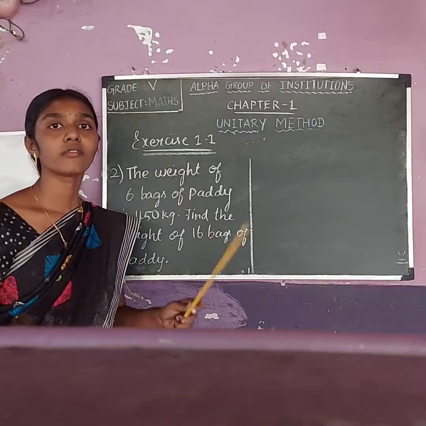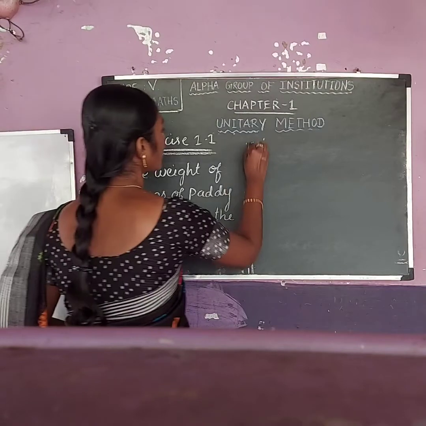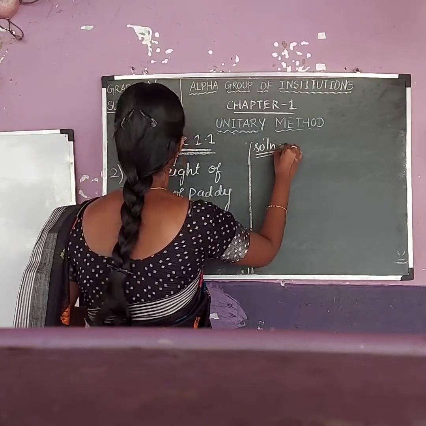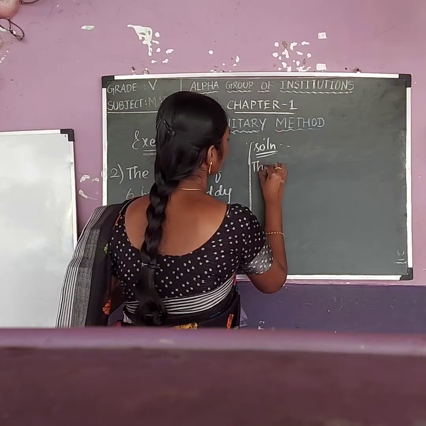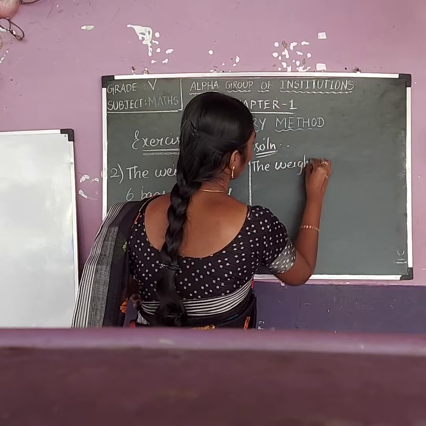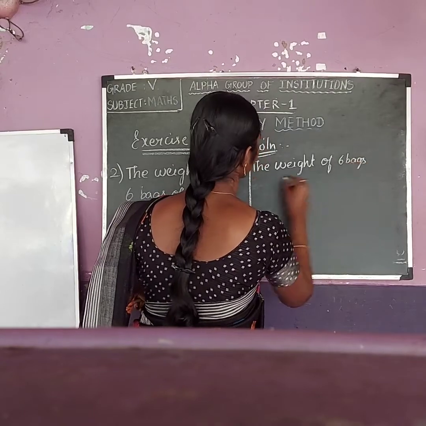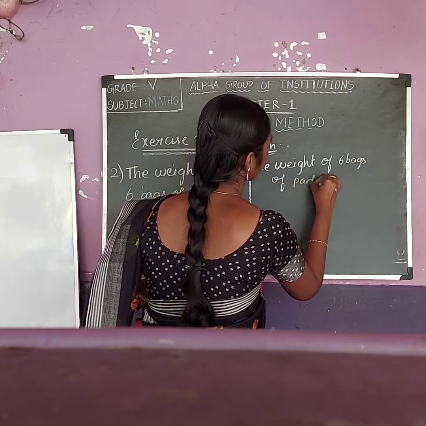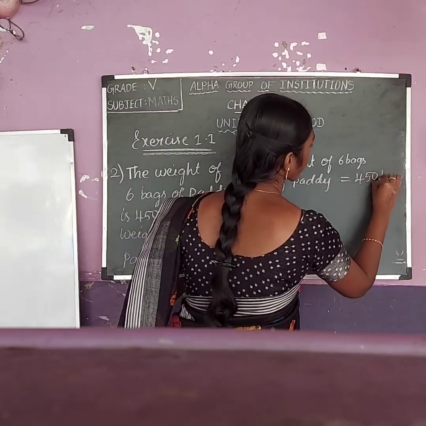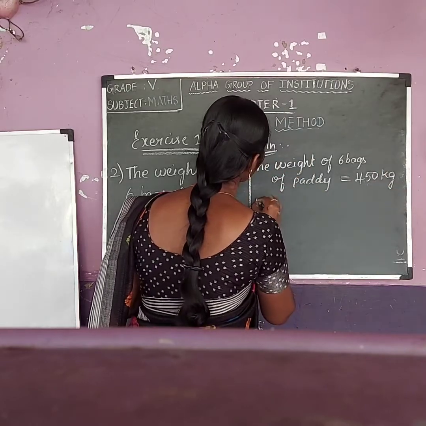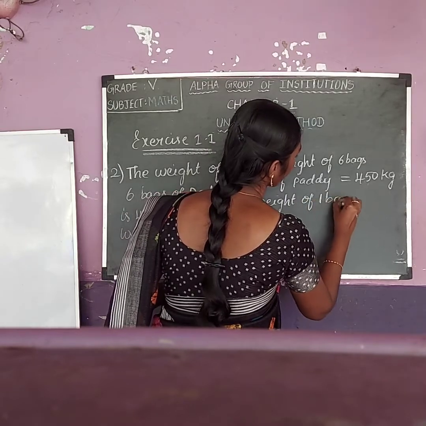I want to know the weight of 1 bag of paddy. See in the solution what they have given. The weight of 6 bags of paddy is 450 kilogram. So what will be the weight of one bag? The weight of one bag of paddy.